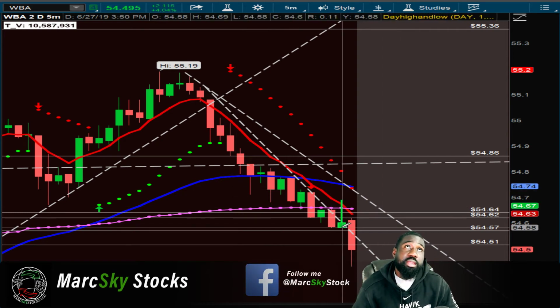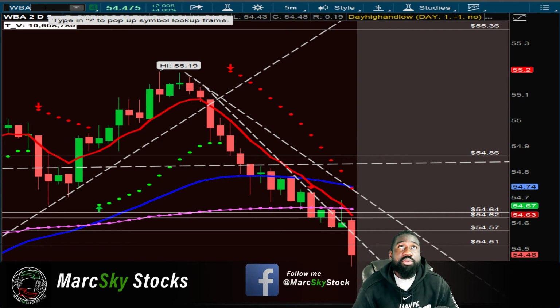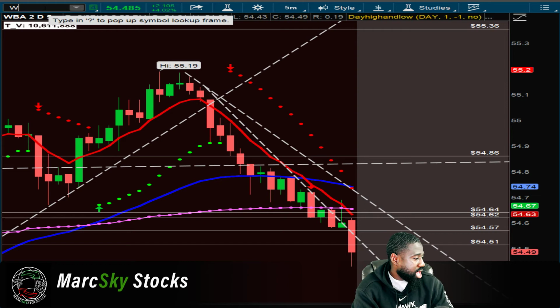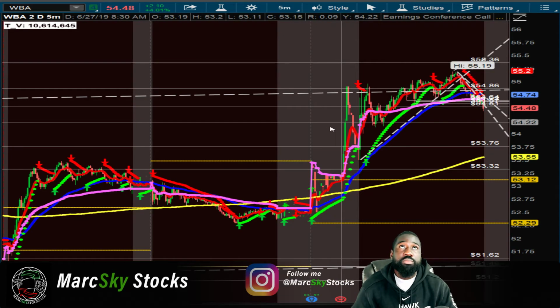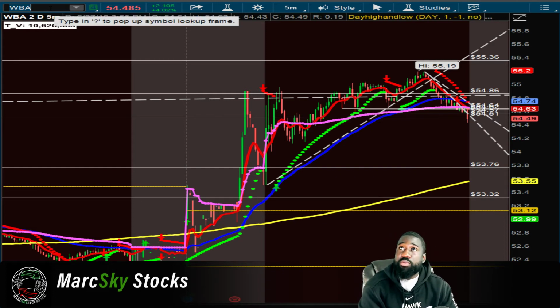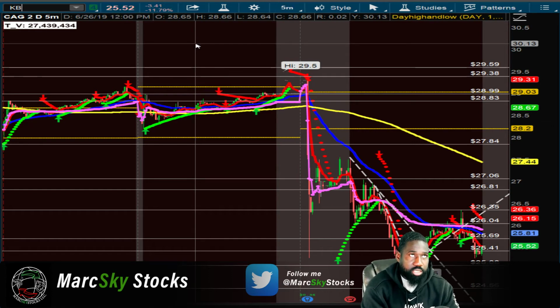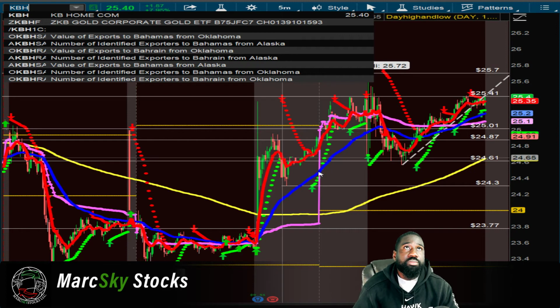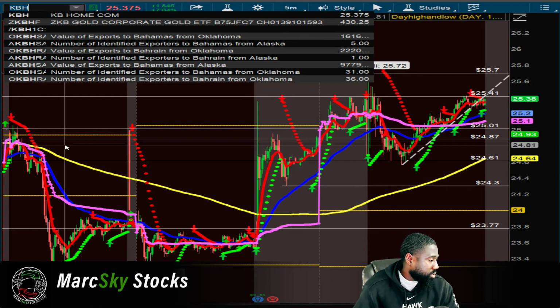I don't know if you're still in, but if you are, who had a gap fill? I don't think WBA did any gap fill this morning, did it? No, I think it did a half gap fill. This is W. So like this one. See if I can real quick. CAG, I think you pulled right out the gate. KBH, you didn't do. Any chart will do. Trade AMD today.